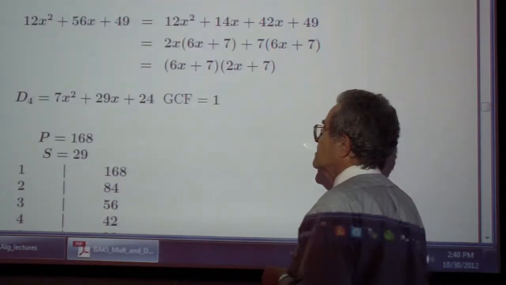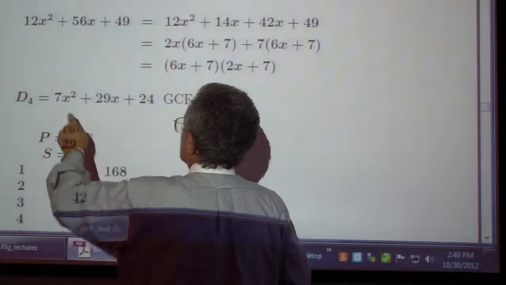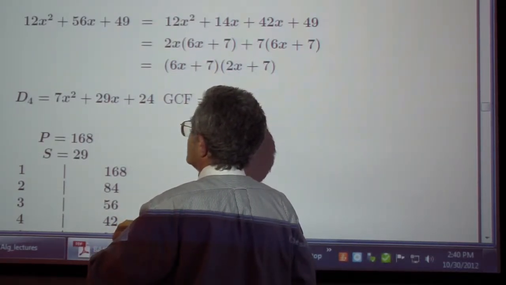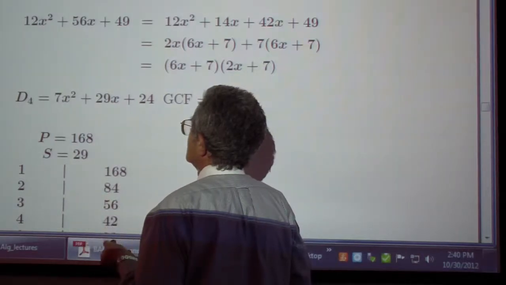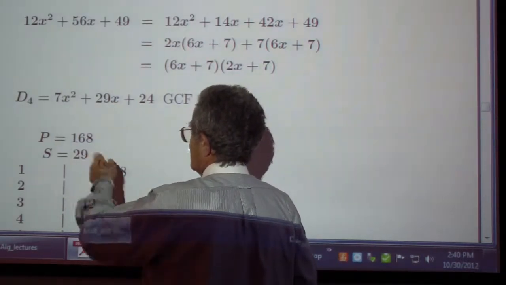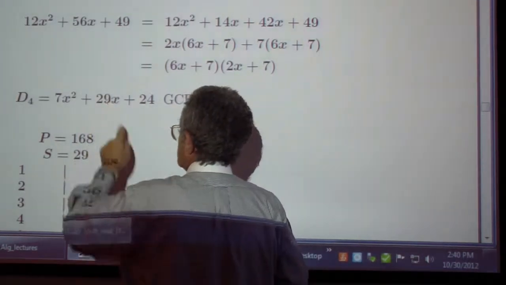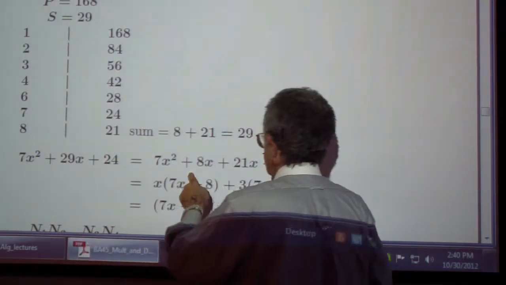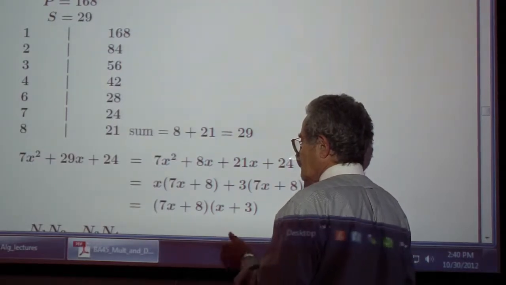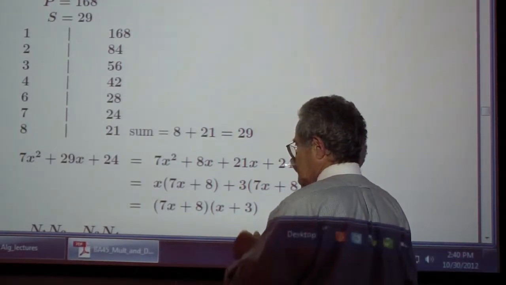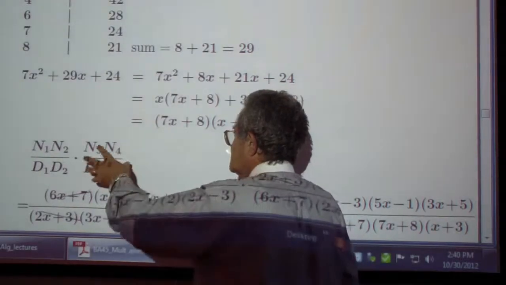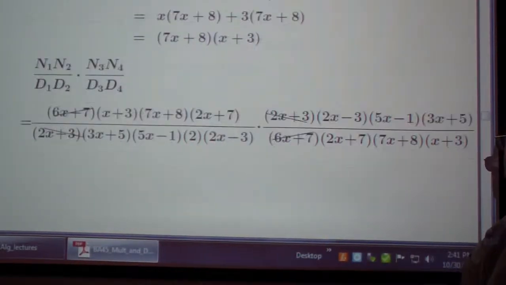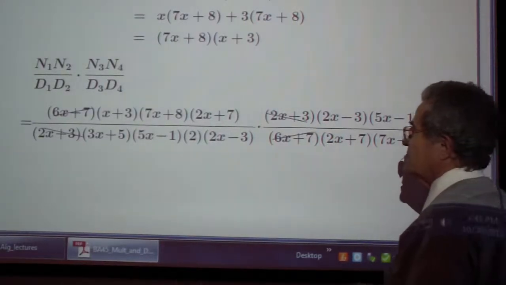Denominator 4, greatest common factor 1. Product 7 times 24. 7 times 4, 28. 14, 16, yeah, 168. The sum is 29. The magic numbers are 8 and 21, 8x and 21x. Factor, you get 7x plus 8, x plus 3. Put it back in the original form, and I'm surprised I get all of this in here.